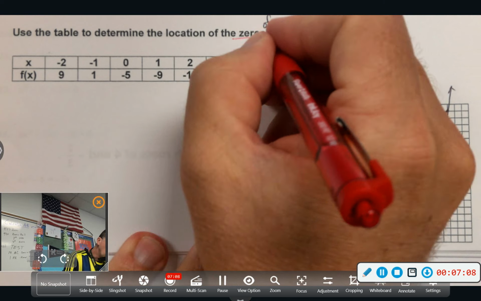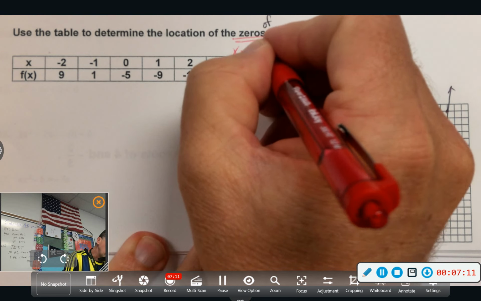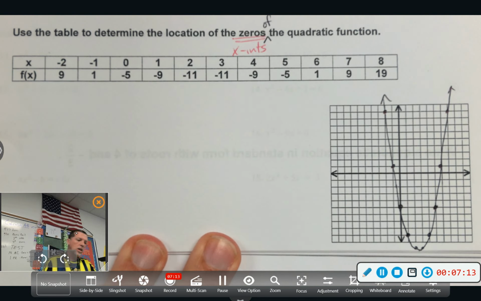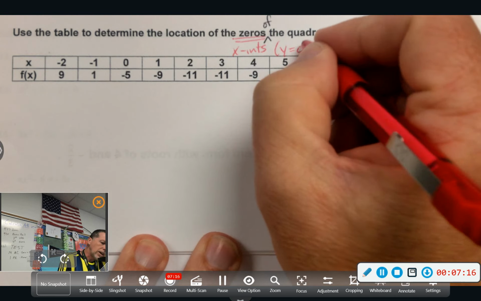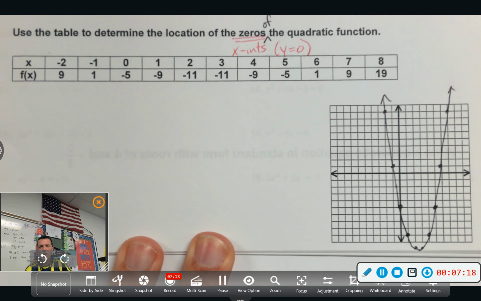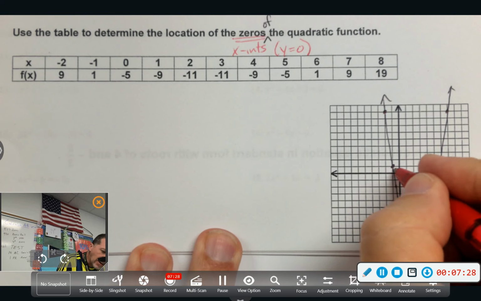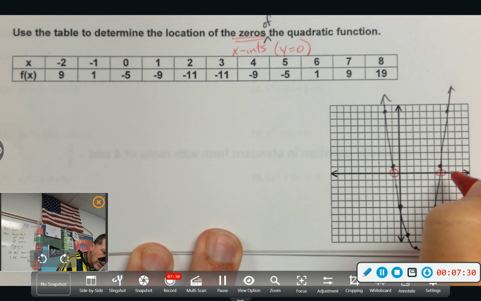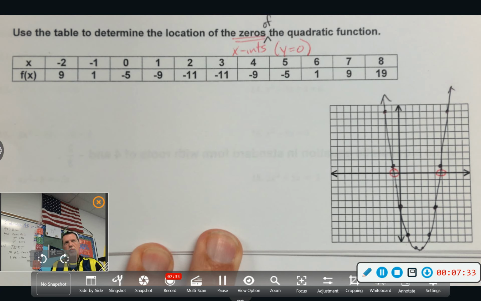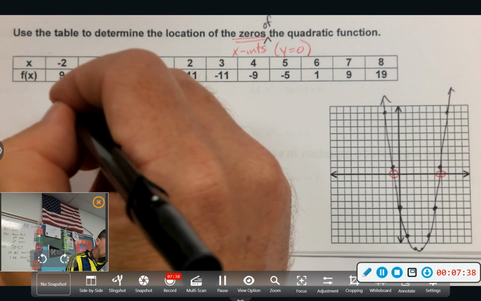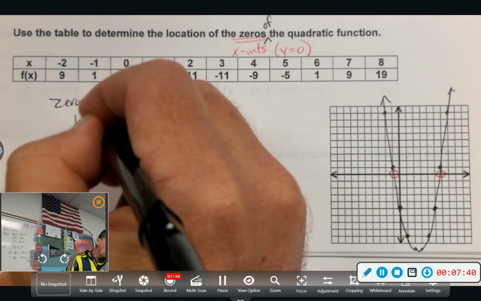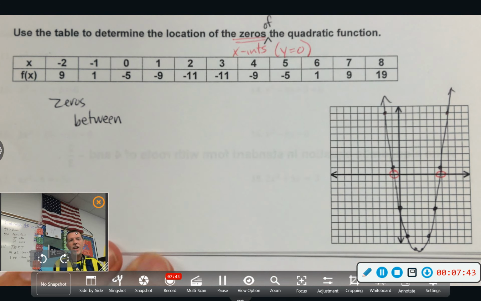And I'm looking for the zeros, also known as the x-intercepts. That also means where does y equal 0. But I don't know them exactly, right? I mean, I can see them on the graph. It's right there and right there. But I don't know what those values are. And so this question is a little misleading because what we really want is for you to tell me where they are between. Get me as close as you can.